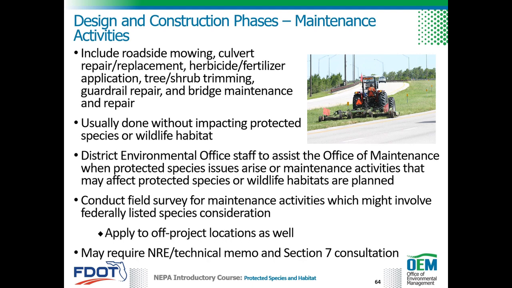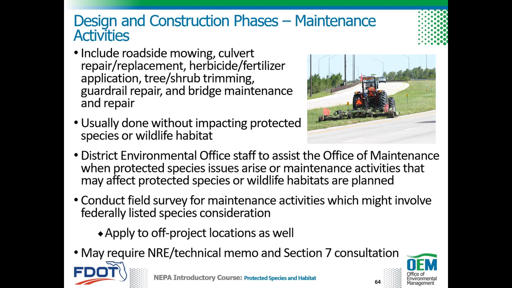Examples include culvert repair or replacement in areas known to be inhabited by protected species, mowing and/or herbicide or fertilizer application on roadsides inhabited by listed plant species, bridge repair or maintenance in bridges that may be roosting sites for protected bat species, bridge repair or maintenance requiring in-water work, and tree or shrub trimming in mangrove areas, or guardrail repair that may affect protected species. A field survey is required for maintenance activities which might involve federally listed species consideration in accordance with Section 7 of the Florida Department of Transportation Standard Specifications for Road and Bridge Construction.